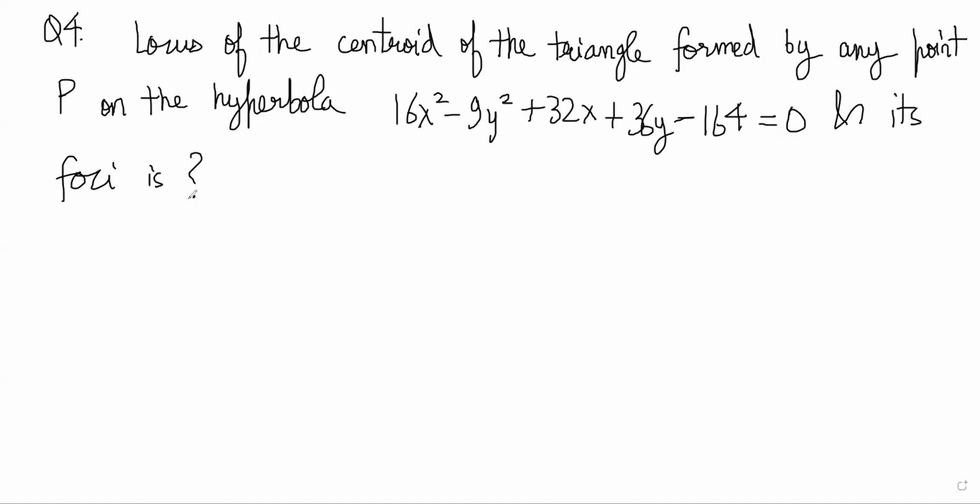Okay, so we have to find the locus of the centroid of the triangle formed by a point on the hyperbola and its foci. So point P is there and the two foci are there, S1 and S2. If you find the P, S1, S2 triangle, we have to find the locus of its centroid. So we just need to find the coordinates of P, S1 and S2. This P is a variable point, so it can be written as some H comma K, right?